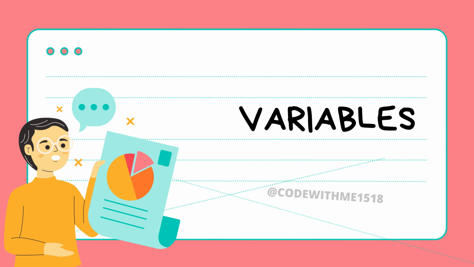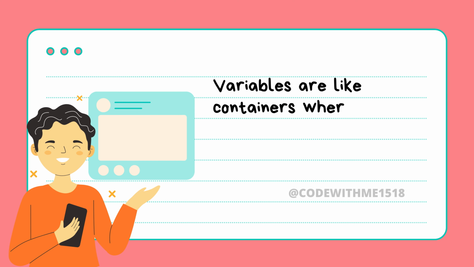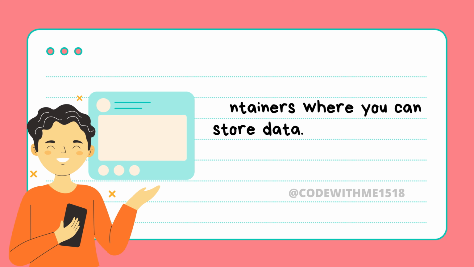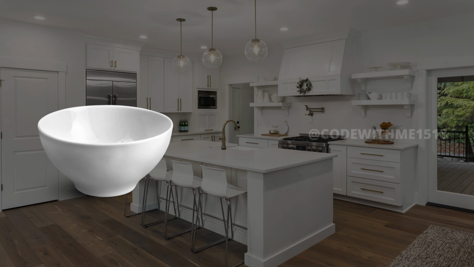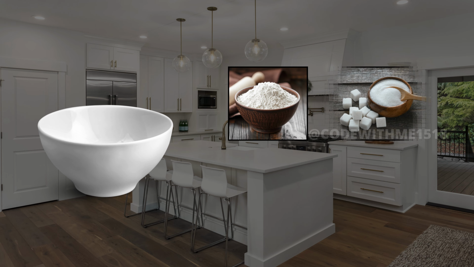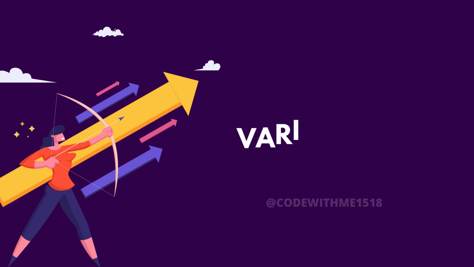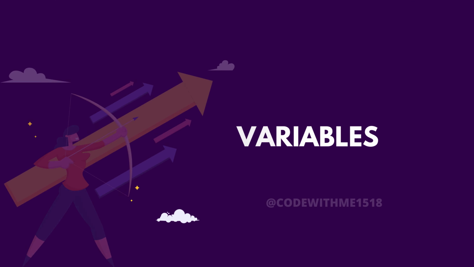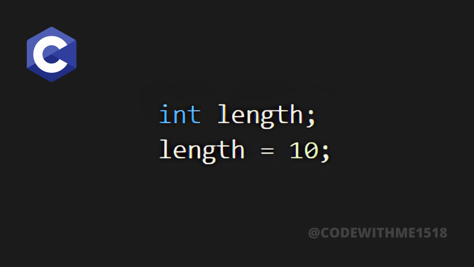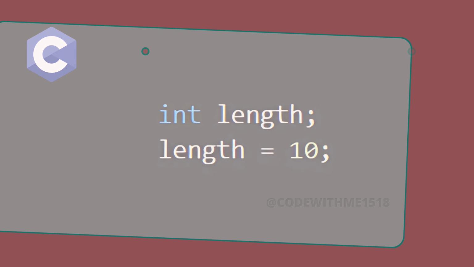Now let's talk about variables. Variables are like containers where you can store data. Imagine you're baking a cake. You need bowls to hold ingredients like flour, sugar, and eggs. In C, variables do the same job. Here's how you declare a variable. int length declares a variable to store an integer value. Then we assign it a value using length = 10.